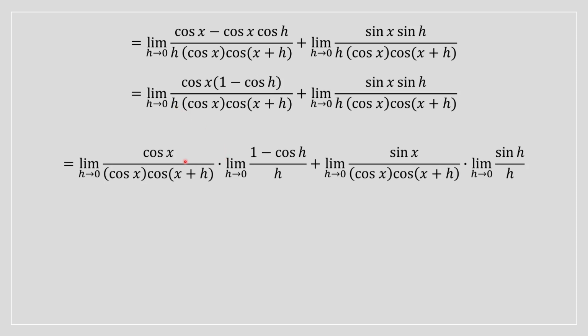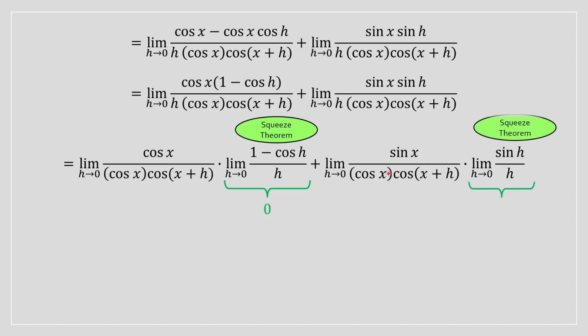And we can move this out of the limit over here and just do a multiplication with the same limit, but with 1 minus cos of h divided by h. And we have the same thing over here, sine of h divided by h. We're going to do the same thing over here. These are very interesting limits: this one is going to be equal to 0 according to the squeeze theorem. You can prove this via geometry and the squeeze theorem. And likewise, you can do this with sine of h divided by h, which is going to be equal to 1.